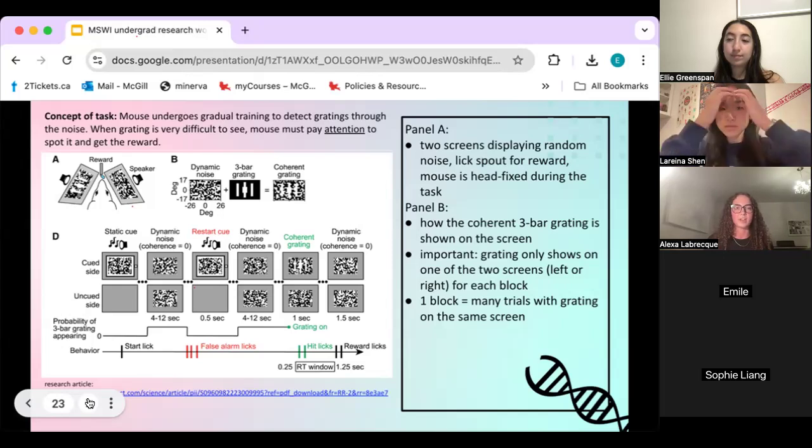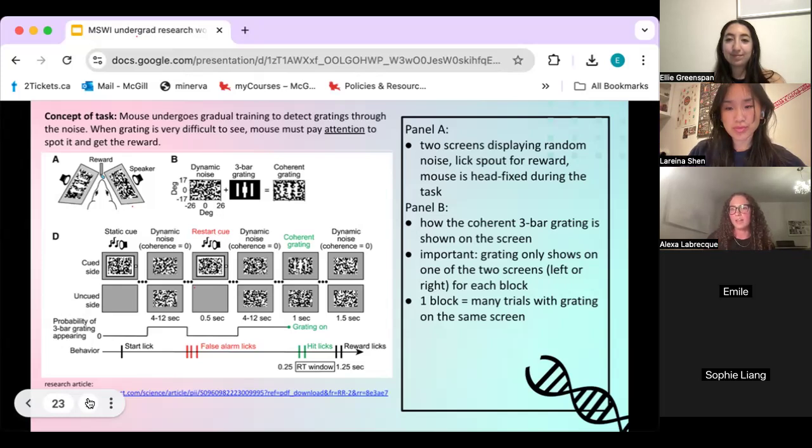But it's a very complex thing, and I don't even fully understand what methods they use to actually detect that they're paying attention. It's a very abstract concept, but yeah, that's the idea.